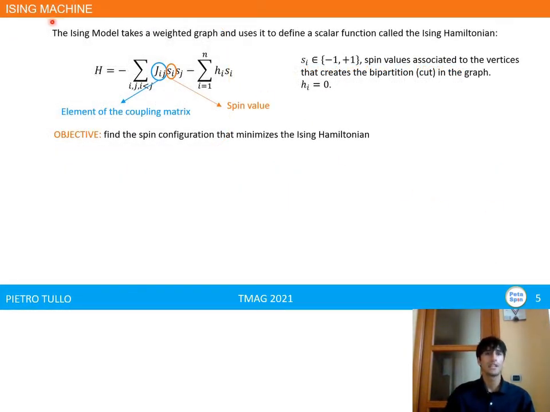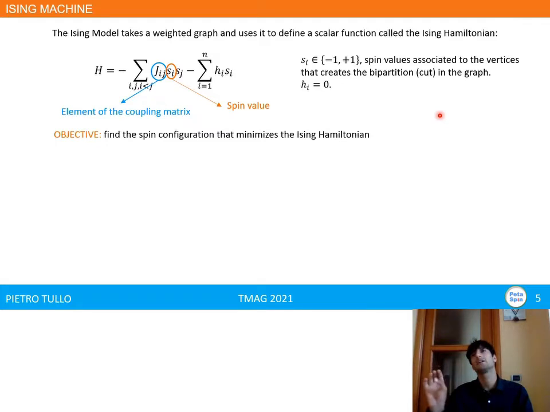So the Ising machine is based on the Ising model that takes a weighted graph and uses it to define a scalar function that we can call the Ising Hamiltonian. Here there is the Ising Hamiltonian with two terms. The second term is the external field term that is equal to 0 if we want to map the Ising Hamiltonian to the Kuramoto model. In the first term, instead, we have the elements of the coupling matrix, and here the spin values. The spin values are -1 or +1.